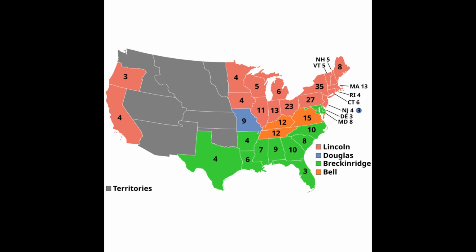Bell carried 3 slave states, which were Tennessee, Kentucky, and Virginia. And then he lost Maryland by only 722 votes. Nevertheless, he finished a remarkable second in all slave states won by Breckinridge or Douglas. He also won 45 to 47% in Maryland, Tennessee, and North Carolina, and canvassed respectively 36 to 40% in Missouri, Arkansas, Louisiana, Georgia, and Florida.